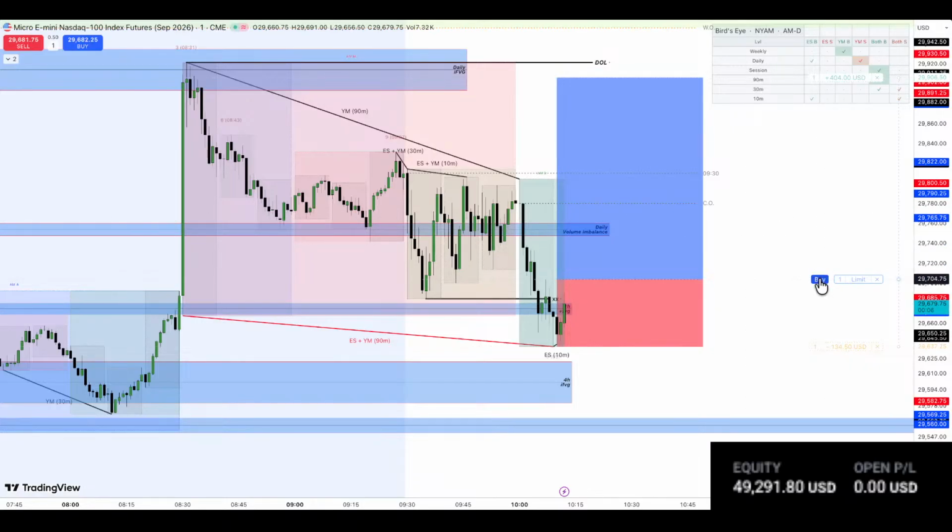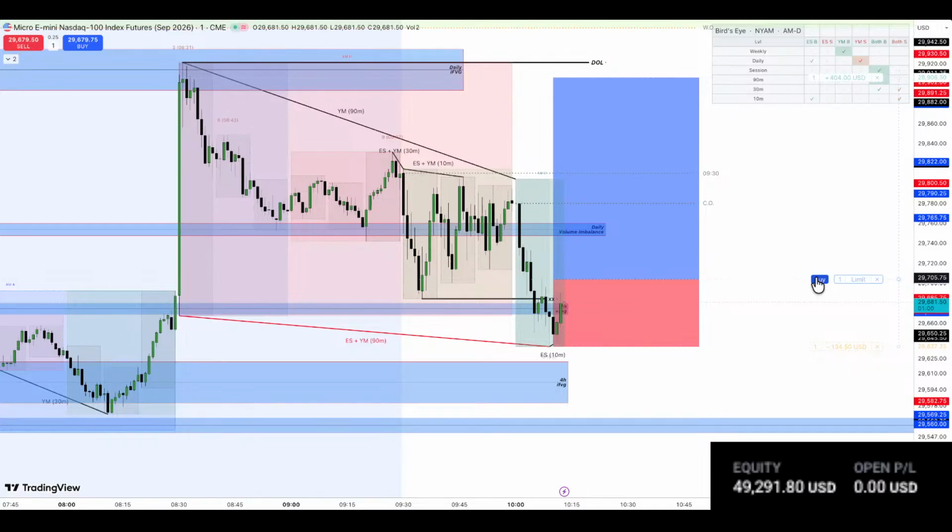Getting ready to press the buy button. Let's go. Give me something, market. It's just one micro trade. That's it.